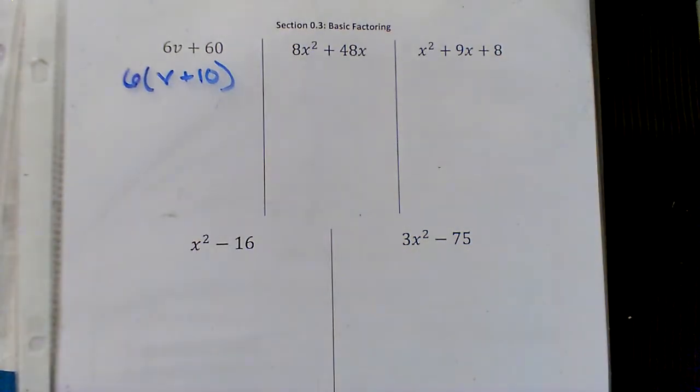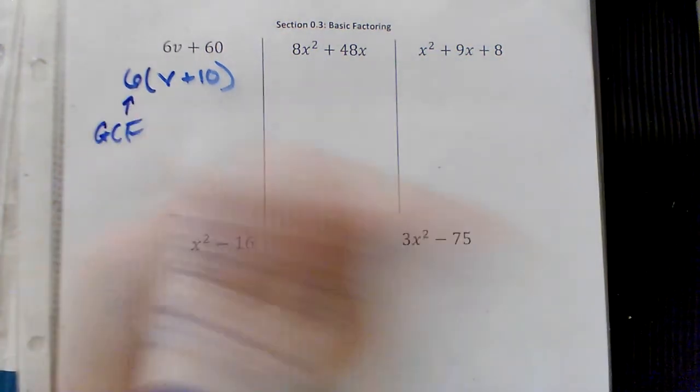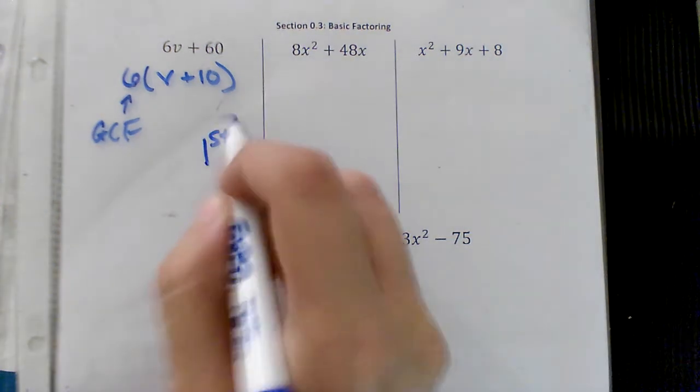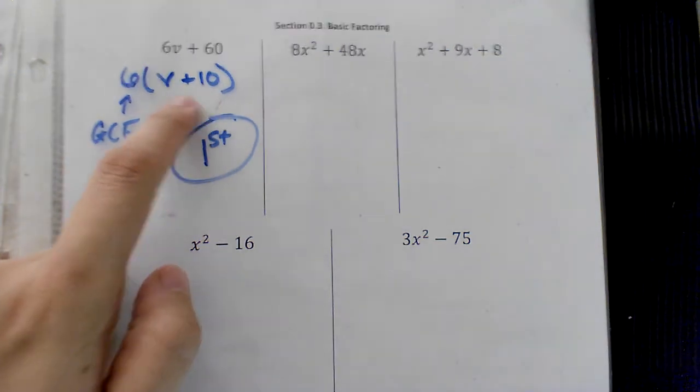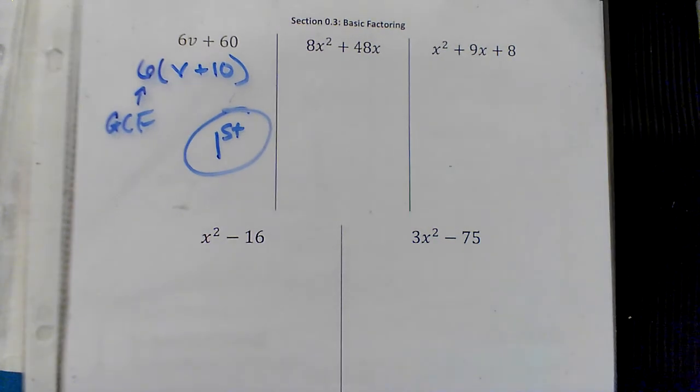What is that 6 called that we divided out? GCF, greatest common factor. There we go. That is a factoring technique, GCF, where you divide out or take out something that every single term has in common. We will always try this technique first. By doing GCF, if we're able to, we turn larger numbers into smaller, easier to work with numbers. So we're always going to try GCF first.